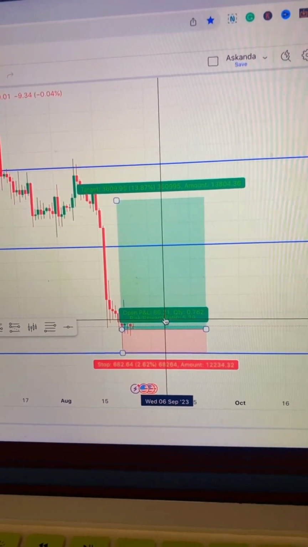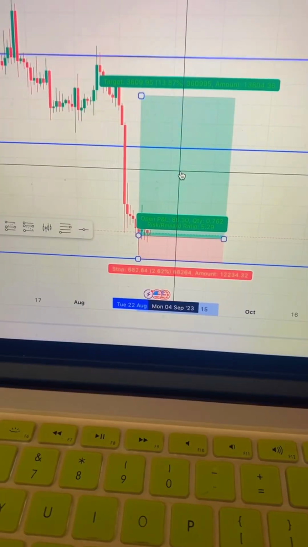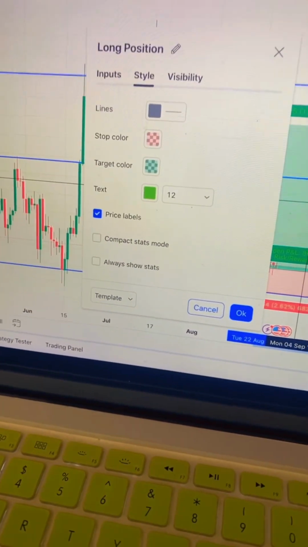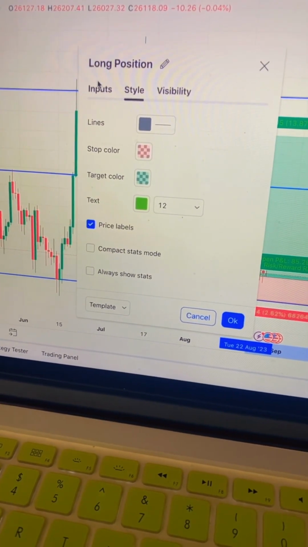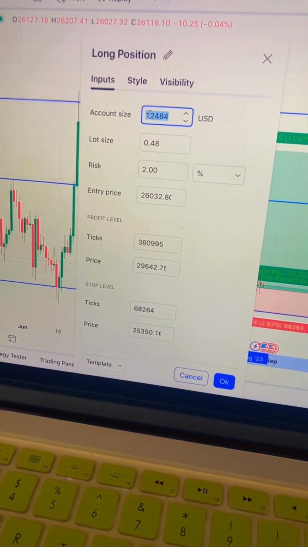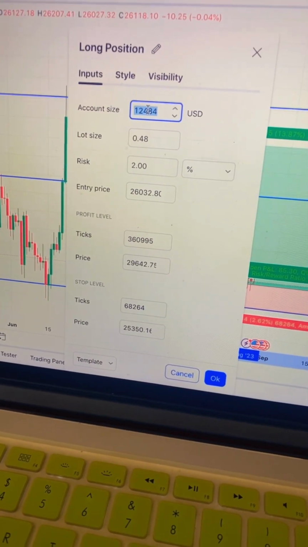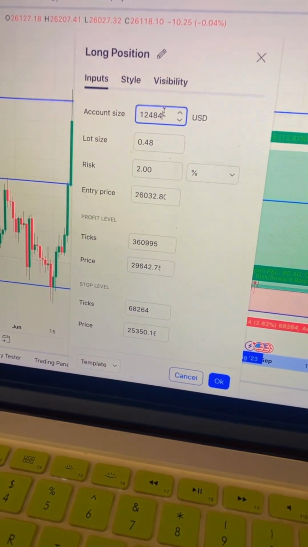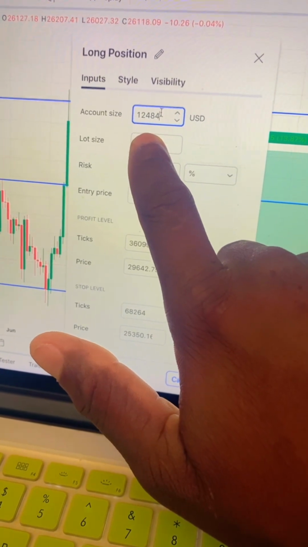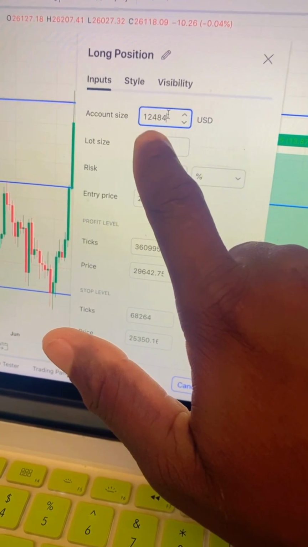Once you want to do this, you are going to double click on the entry target. Double click here. You see they have brought out the calculator, so you just click on the input. Right now I have $12,487 in my normal Binance account. So this is my account size. If you have $100, you are supposed to put $100 here. If you have $2,000 in your Binance Futures wallet, this is the amount you are going to put.